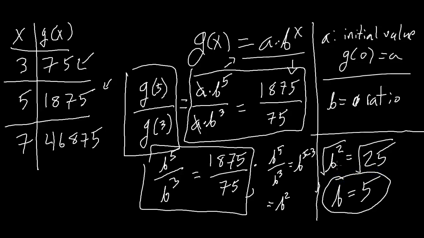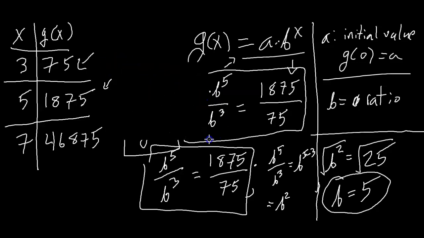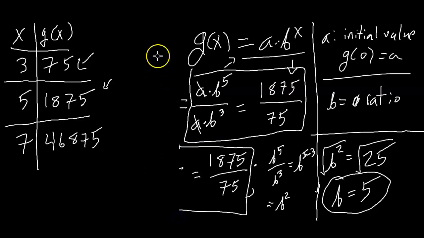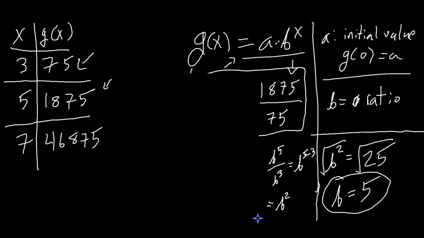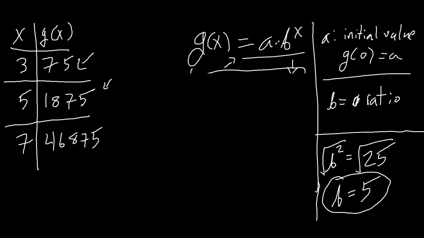Okay, now that we have that, let's clear some room, okay? We found our ratio, right? And to write the equation of an exponential function, what do we need? We just need the initial value a and the ratio, right? Because that's what our formula is based off of. So what do we need to find now? We need to find a, right? We need to find the initial value. Okay, how do we find a?